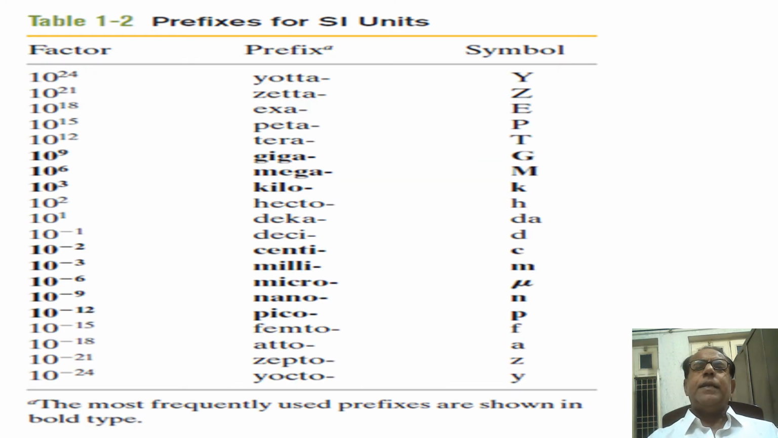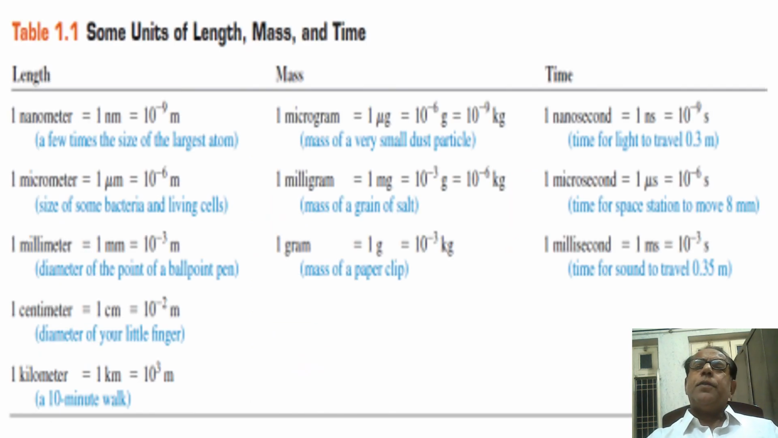Okay, next slide, prefixes for SI units. Here, dear students, we can see that femto is 10 raised to the power minus 15. Similarly, peta is 10 raised to the power plus 15. Kilo is 10 raised to the power plus 3. Milli is 10 raised to the power minus 3. Mega is 10 raised to the power plus 6, while micro is 10 raised to the power minus 6, and so on. We move on to the next slide.